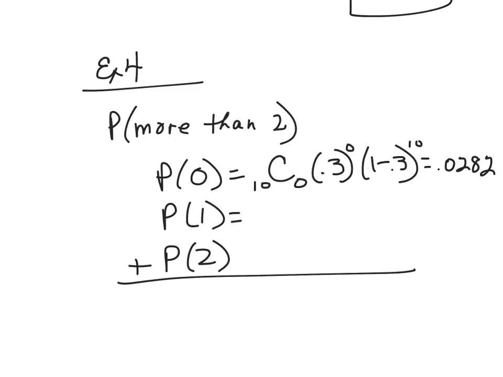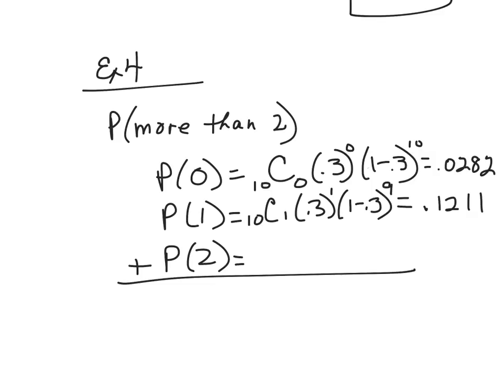Okay, then the probability of 1 would be 10 combination 1. So everywhere I put a 0 before, now I'm putting a 1. So that'd be times 0.3 to the first, times 1 minus 0.3 to the 10 minus 1, or to the 9th. And according to your book, that turns out to be 0.1211.